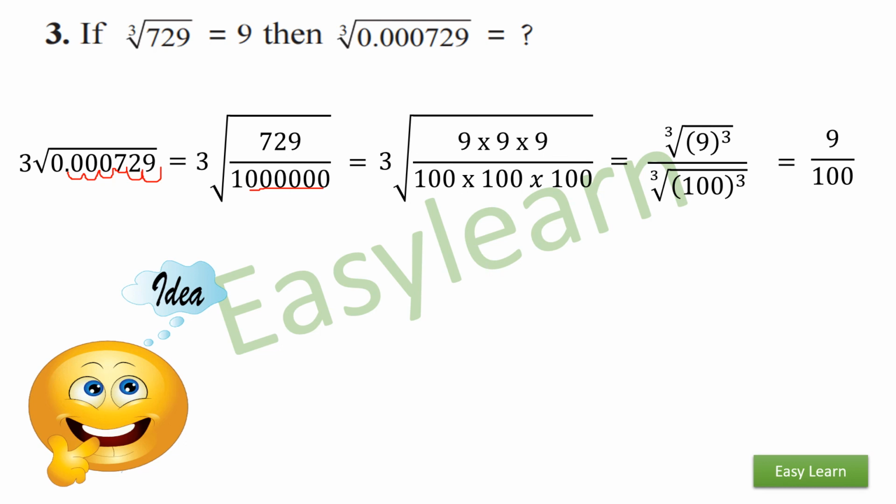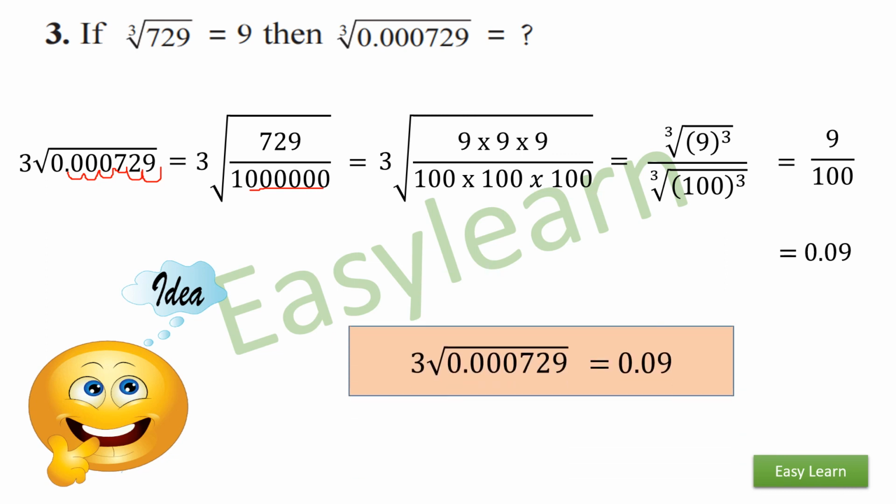Now again 9 upon 100, we have to do the decimal shift. In decimal form it is written as 0.09. Therefore, the cube root of 0.000729 is equal to 0.09.